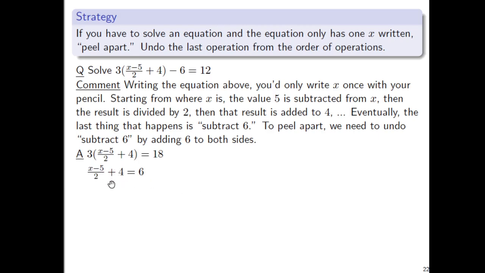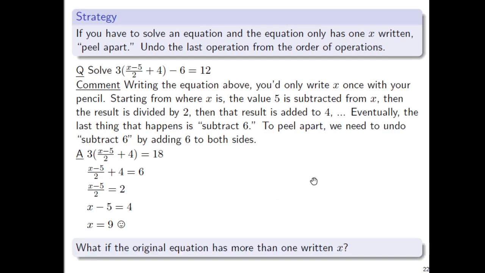And now the last operation on the left side is a plus 4, so undo a plus 4 by subtracting 4 on both sides, then undo a divide by 2 by times 2 on both sides, and then undo a minus 5 by adding 5 to both sides. You'll have x equals 9 as the only solution. Okay, so this is the best strategy to use if x is only written in one place.